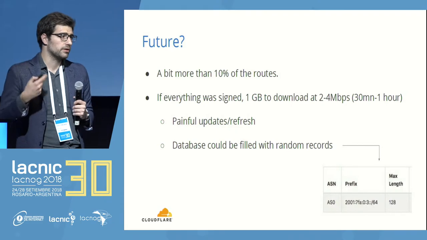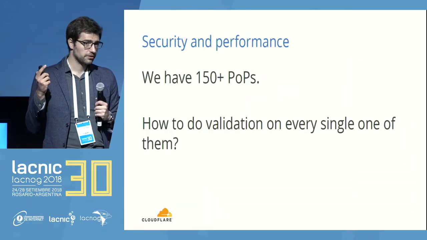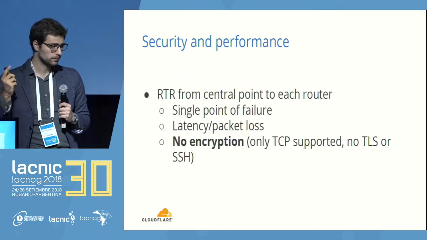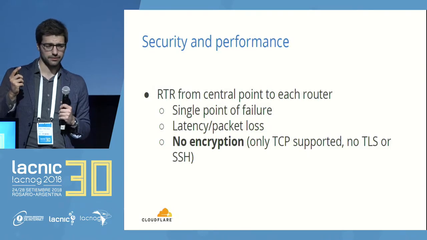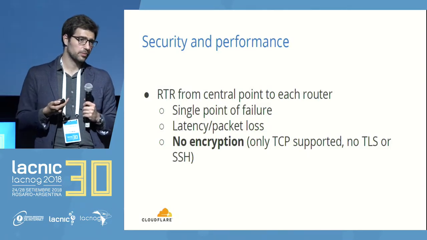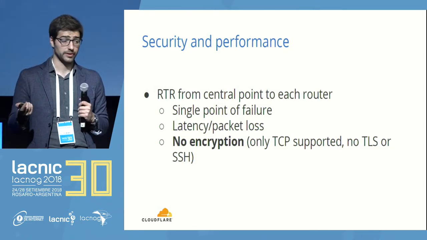Plus, somebody could actually fill random records. So, we have 150 POPs. How are we going to do validation on every single one of them? RTR from a central point to each router. So, this is a single point of failure. What happens if suddenly we break the connection? What happens if we have latency or packet loss?